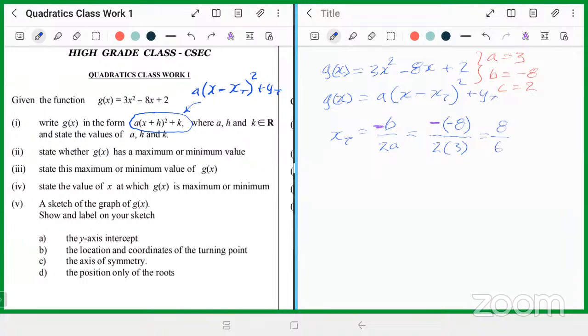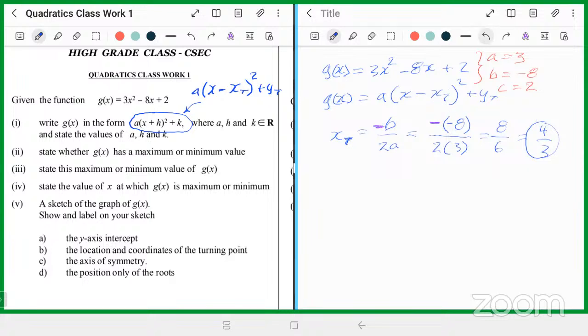Now, most persons got that in class. Almost everybody got that in class. But what a lot of persons did not do is reduce it to lowest terms. You must always simplify. Whenever an expression, a fraction or anything, can be simplified, it is expected that you will simplify it. So this can be divided by 2 to give us 4, and this can be divided by 2 to give us 3. So this reduces to 4 over 3. So 4 over 3 is the value coming right here for the xt. That's the x value at the turning point.